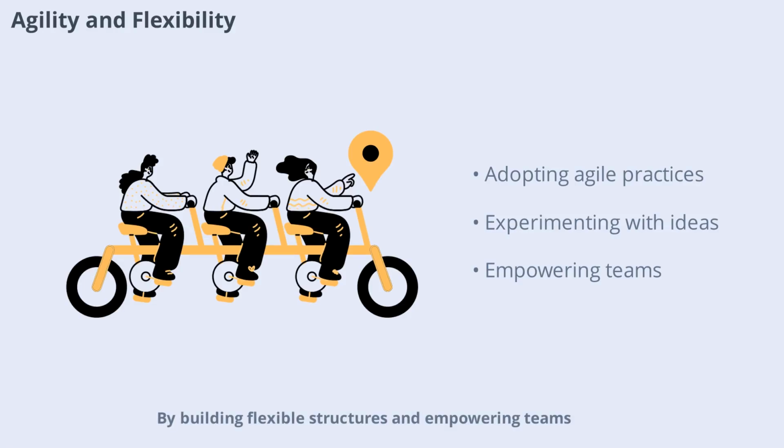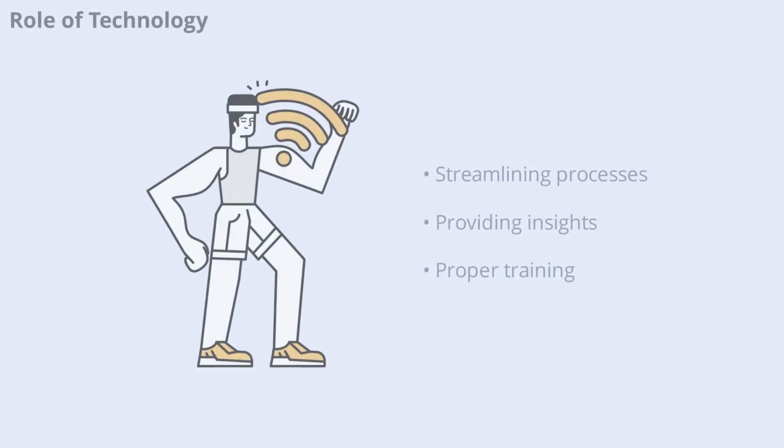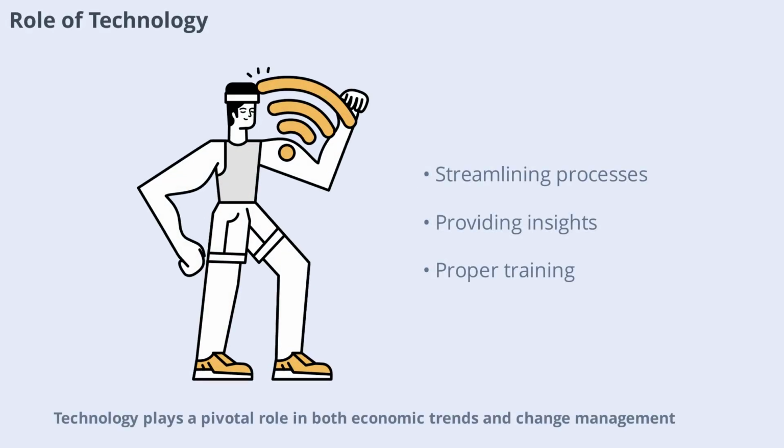By building flexible structures and empowering teams, organizations can respond effectively to shifting economic conditions. Technology plays a pivotal role in both economic trends and change management. From automation to data analytics, digital tools can streamline processes and provide valuable insights. Change management ensures that technology is implemented effectively with proper training and support for employees. By leveraging technology, organizations can enhance efficiency and stay ahead of the curve.